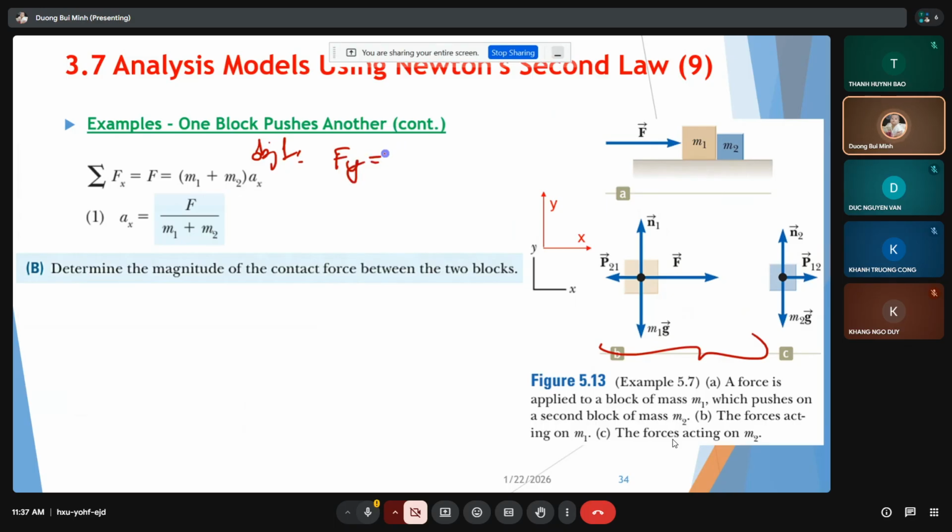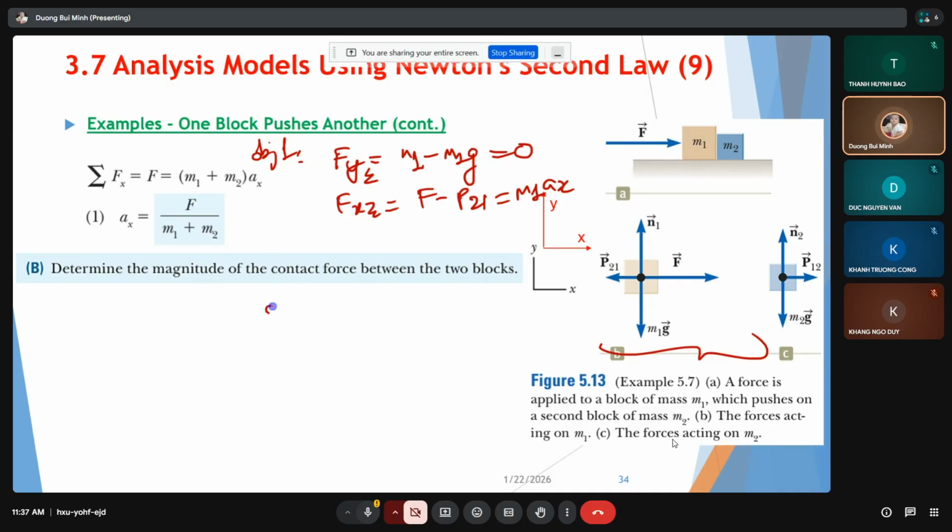So now, if we consider object one, we have Fy total is what? N1 minus M1g, which is equal to 0. And Fx total is what? F minus B21 equals M1 ax. Do you agree with me?